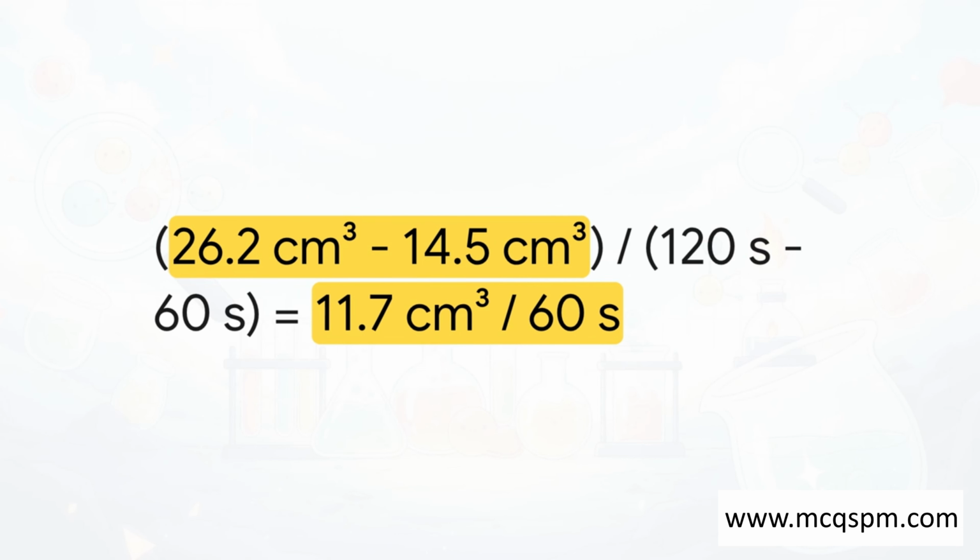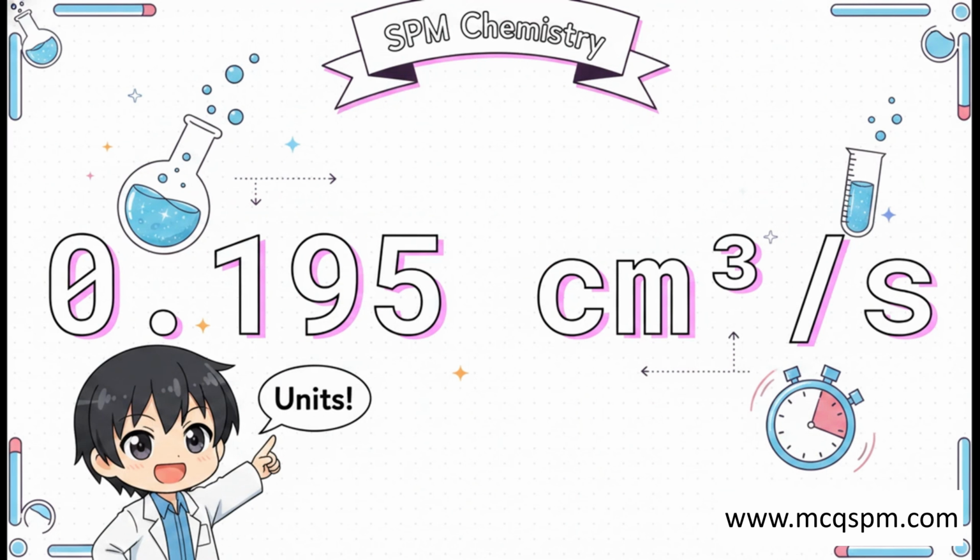The change in volume is 26.2 minus 14.5. The change in time is 120 minus 60. This tells us we got 11.7 cubic centimeters of gas over a 60-second period. And when you punch that into your calculator, you get the answer 0.195 cubic centimeters per second. See? When you break it down, it's not so tough. Oh, and always remember to write your units.